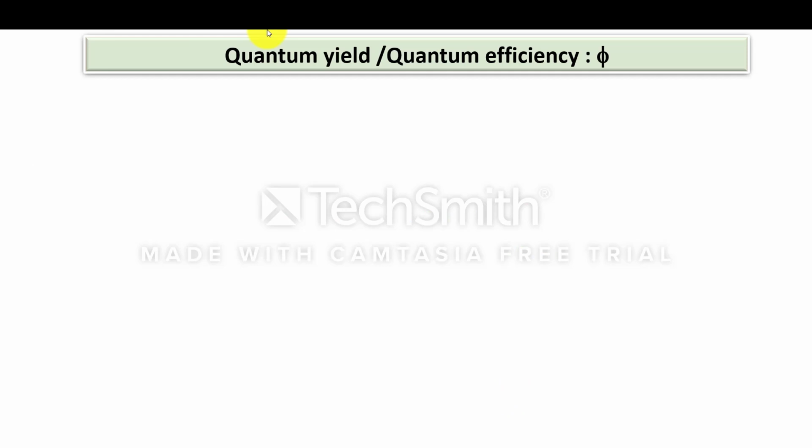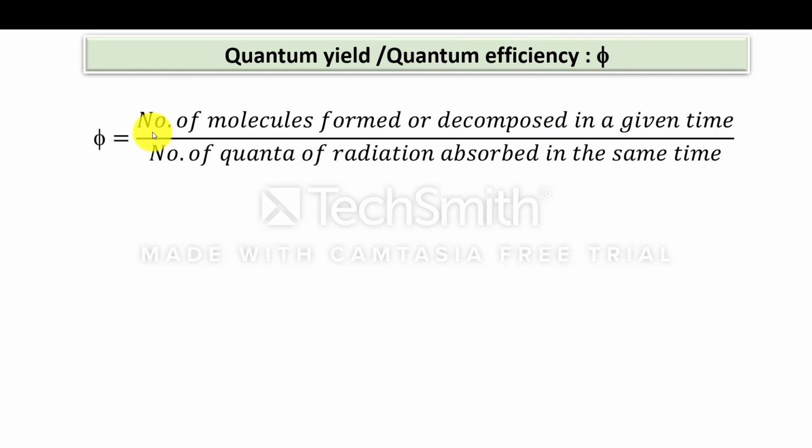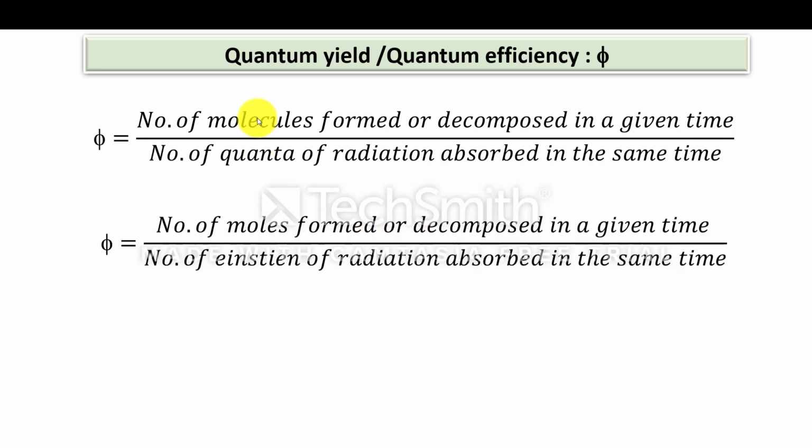Let us come to another term, quantum yield or quantum efficiency, represented by the symbol phi. It is defined as the ratio of number of molecules formed or decomposed in a given time to the number of quanta of radiation absorbed in the same time, or instead of molecules, number of moles formed or decomposed in a given time to the number of Einstein of radiation absorbed in the same time.